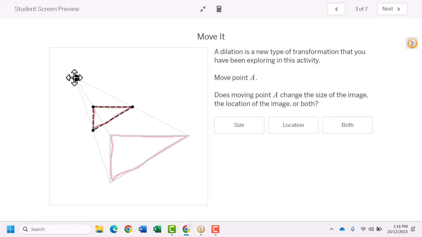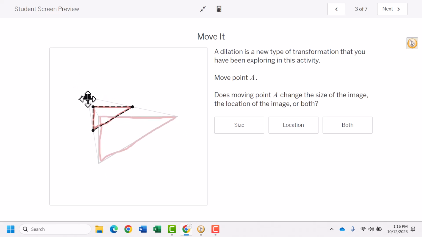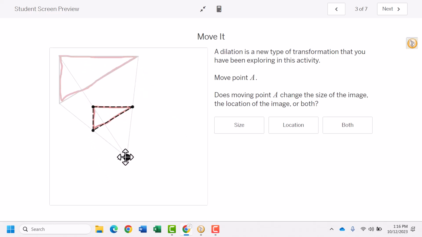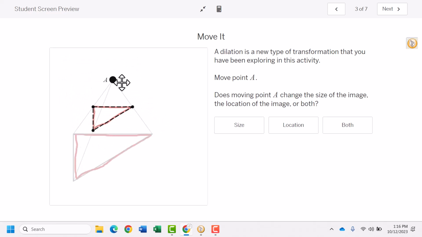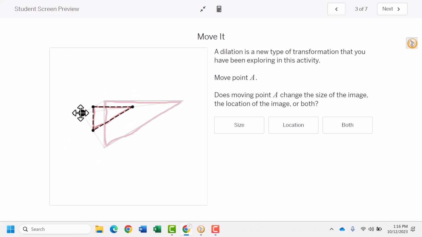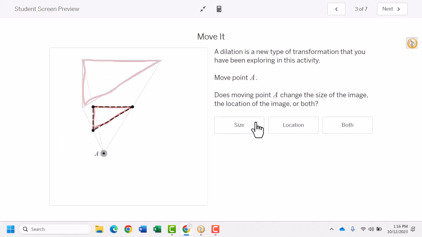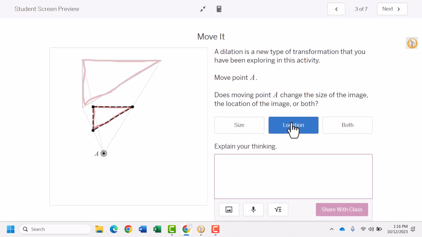Well, let's first think about the size. Does it change the size of that image I created? Nope, doesn't look like it. Does it change the location? Yes, it does. So I will say it doesn't change the size, but it does change the location.